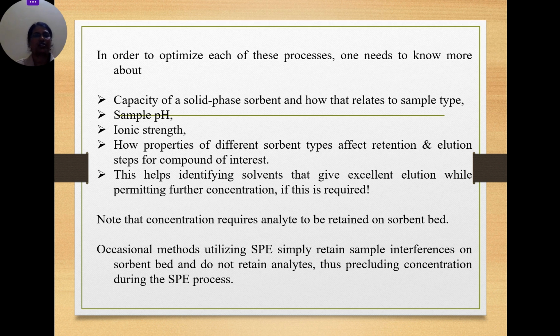So in order to optimize this extraction procedure, we need to understand certain things. One is the capacity of our solid phase sorbent, what its exact retention capacity is, and its pH, ionic strength, etc. These will help us select our sorbent material, and we can use it for proper retention of the analyte. Another important step is the selection of solvent to optimize our process.